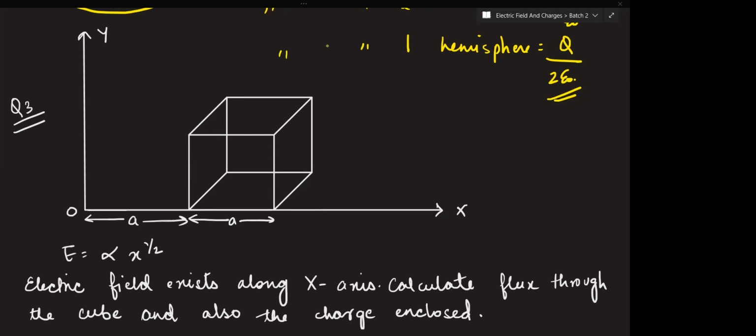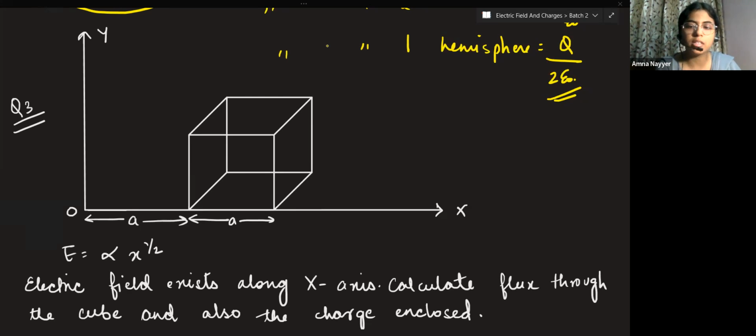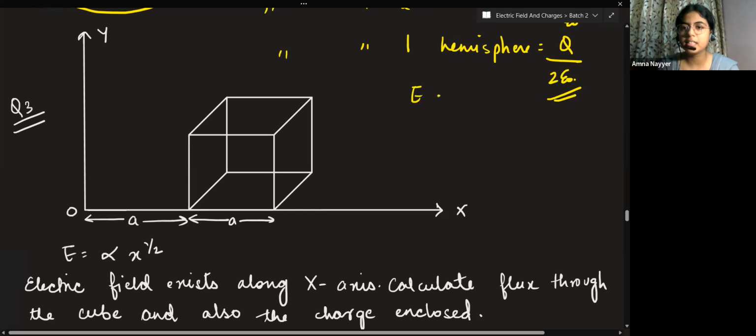Yes, ma'am. Okay. So see, this question says that a cube has been placed on the x-axis. The separation of this cube from the origin is A, and the side length of the cube is also A. The electric field is given as alpha x to the power half, and it exists along the x-axis, so along the x-axis means positive i cap. You have to calculate the flux through the cube and also the charge enclosed.